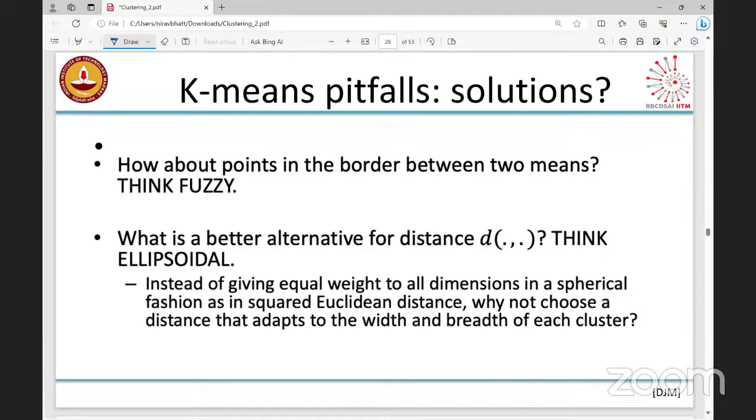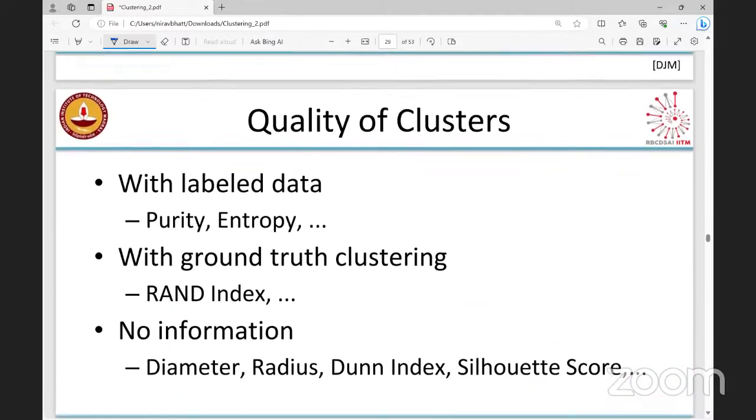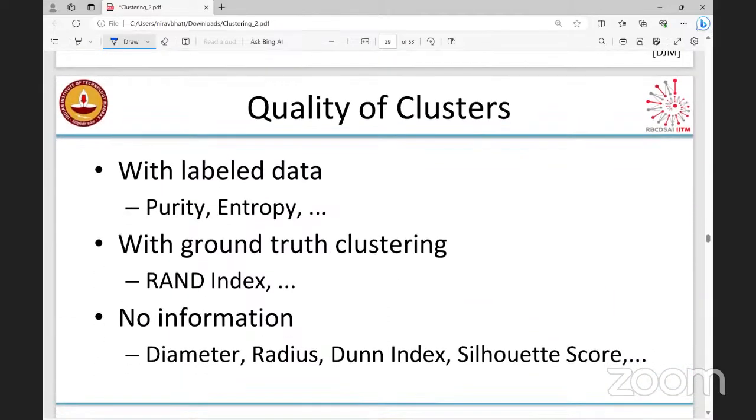Another thing we can do, instead of giving an equal weight, is give a different weight and adapt to the width of each cluster and create an ellipsoid. So instead of the shape always being a circle, we can also have an ellipsoid by giving a different weight to different dimensions. Okay, so these are some of the choice metrics we have.